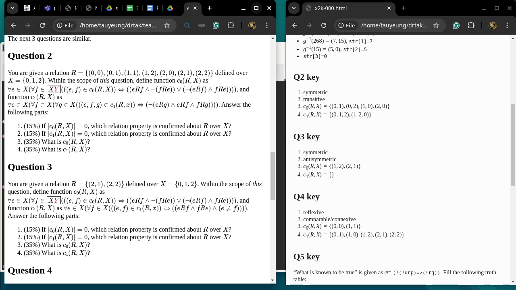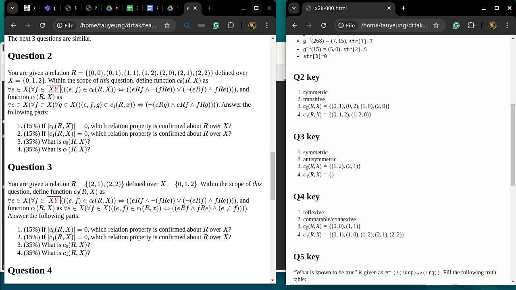So in this particular case, 0, 1, 2 is an answer because 0, 1 is present, 1, 2 is also present, but 0, 2 is missing. So that's why 0, 1, 2 is one answer. 1, 2, 0 is also an answer because 1, 2 is here, 2, 0 is here, but 1, 0 is not here. So that's why it has three tuples as the answer of C1.